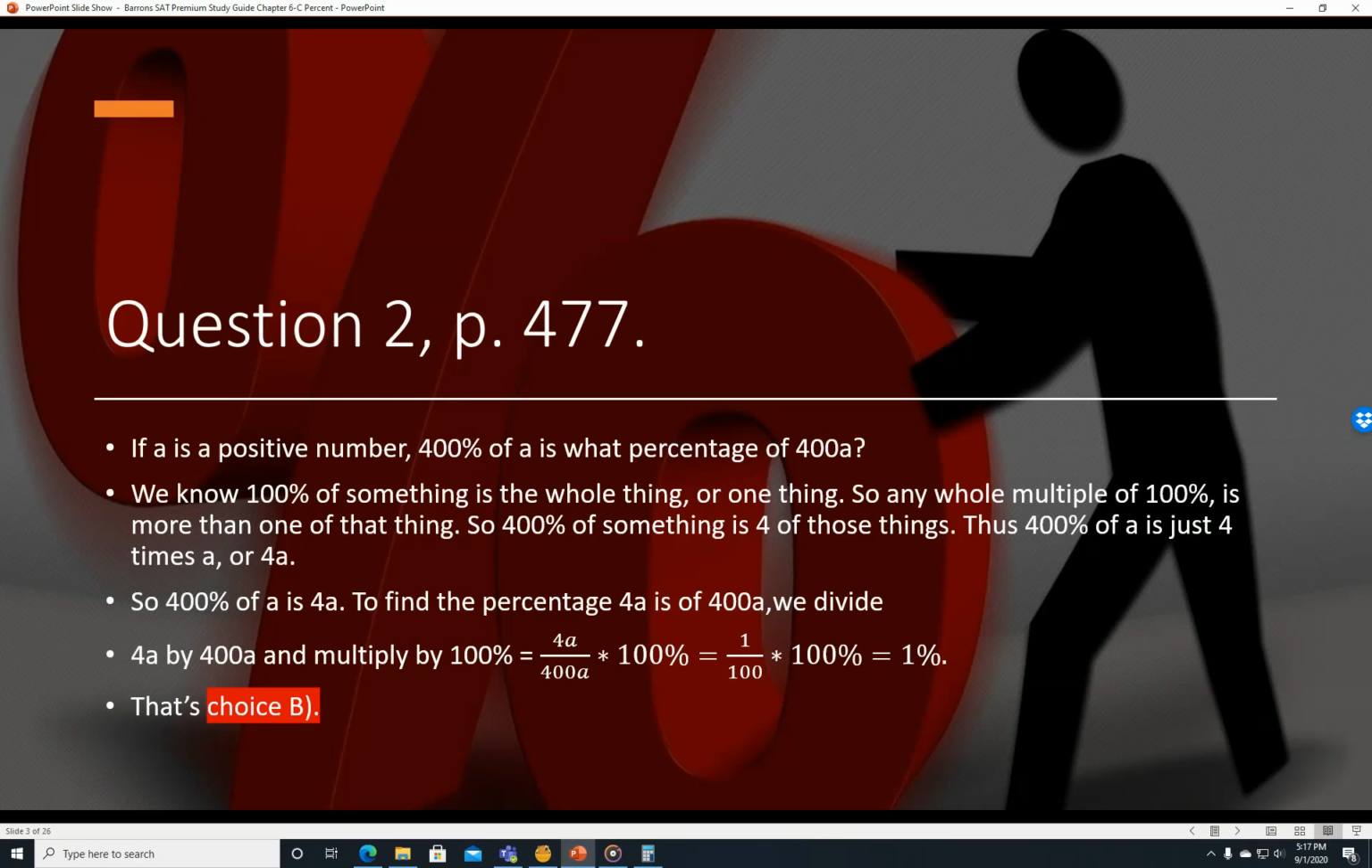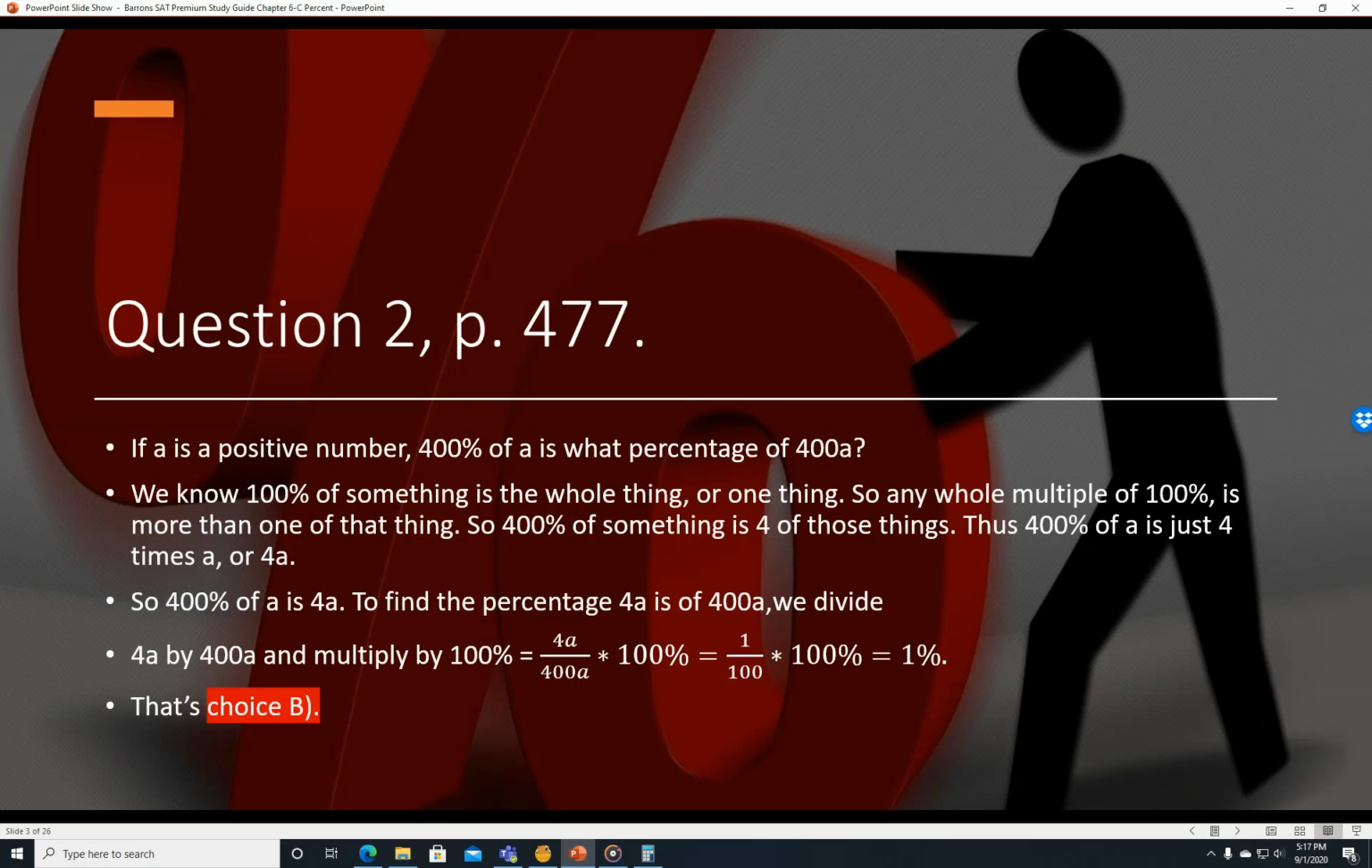Question 2, page 477. If A is a positive number, 400% of A is what percentage of 400A? Well, all right, we know 100% of something is the whole thing or just one thing. So any whole multiple of 100% is just more than one of that thing. So 400% of something would be 4 of those things. So 400% of one apple would be 4 apples. Thus, 400% of A is just 4 times A, or 4A.